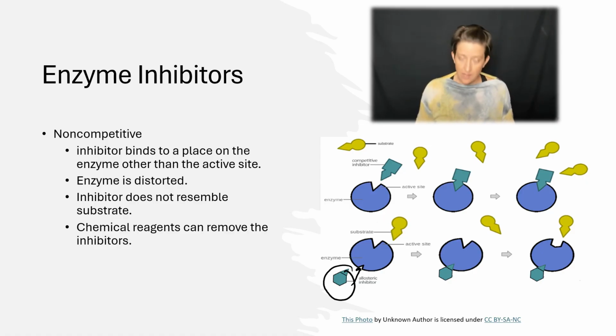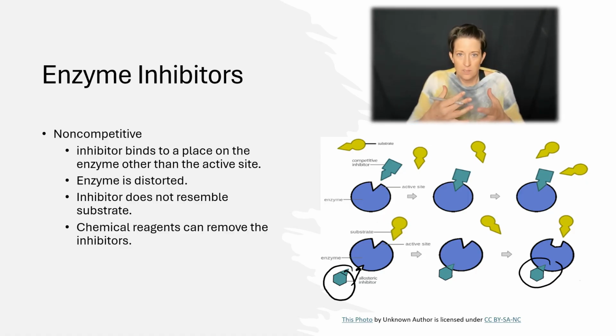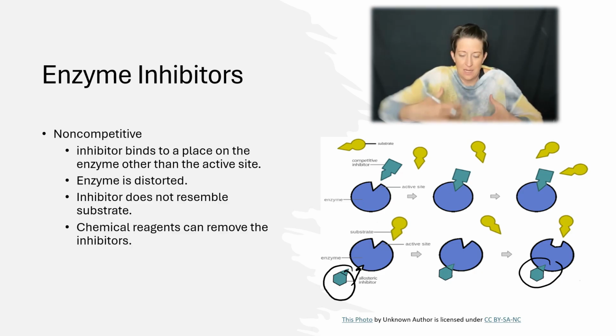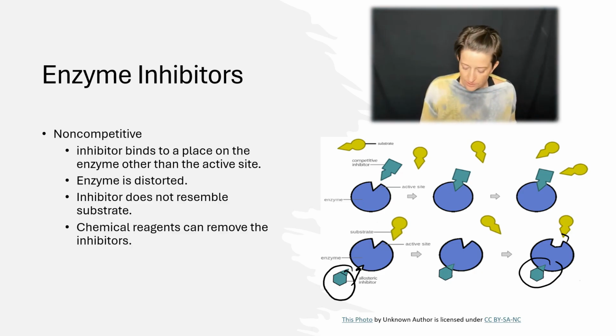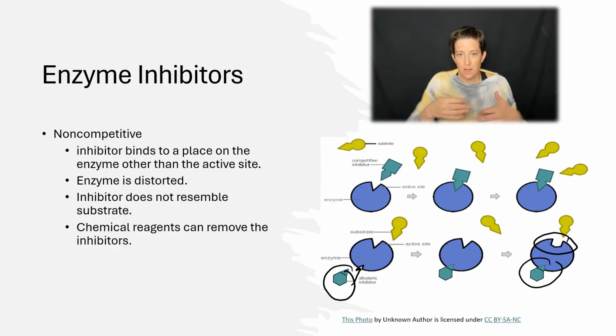It's going to go into this other site on the enzyme. When it goes into that other site, it's going to create a change at that site, and it's kind of like a cascading effect that ultimately changes the shape of the active site. Now the substrate no longer fits in there, and the enzyme cannot do its job.